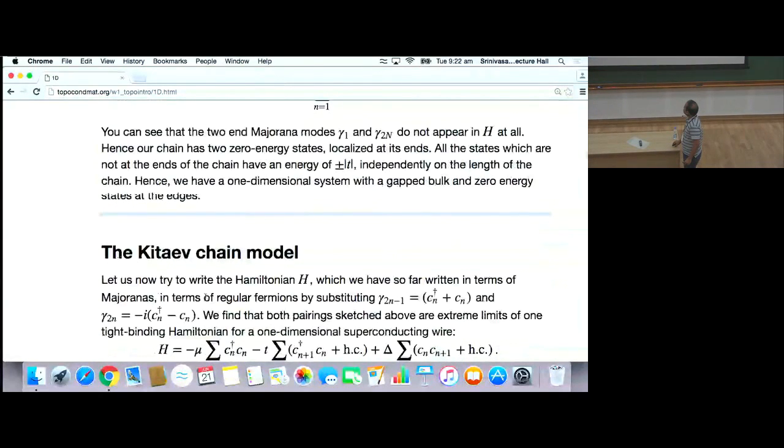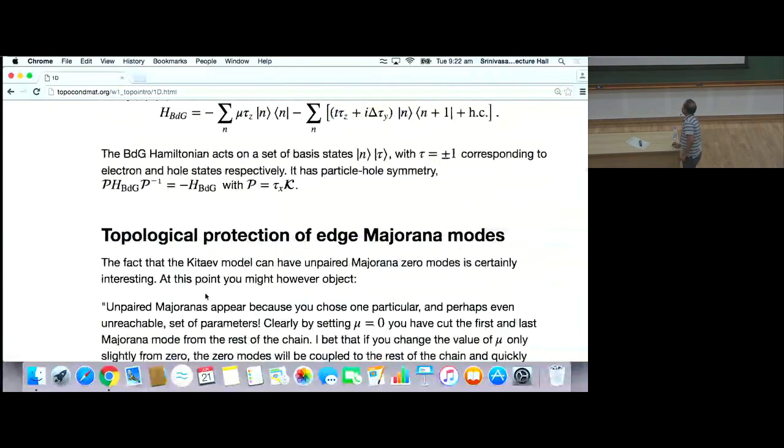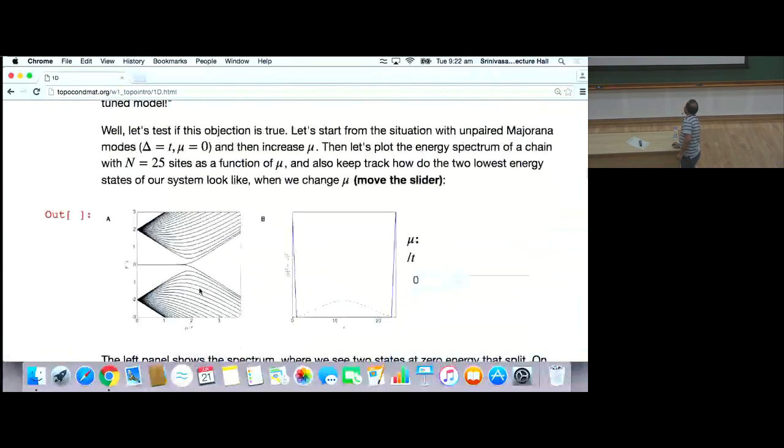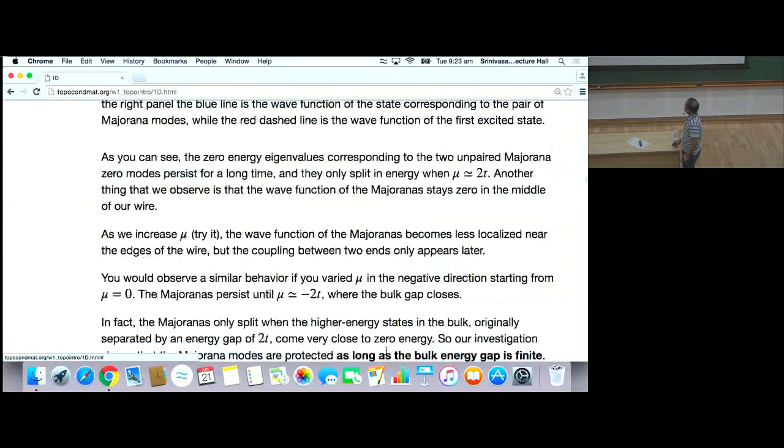And finally, if you looked at this kind of plot, what we found was that you needed to change your Hamiltonian by a finite amount before this mode could go away. This was the other reason why it was topological. All right? So okay.